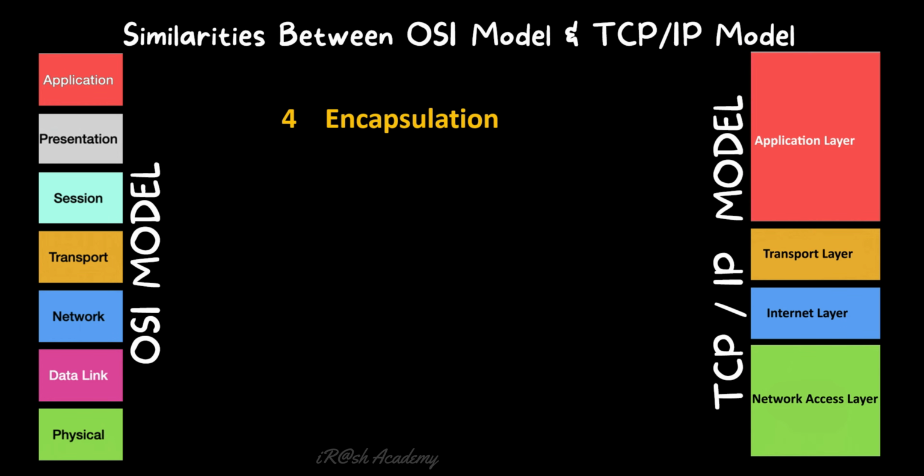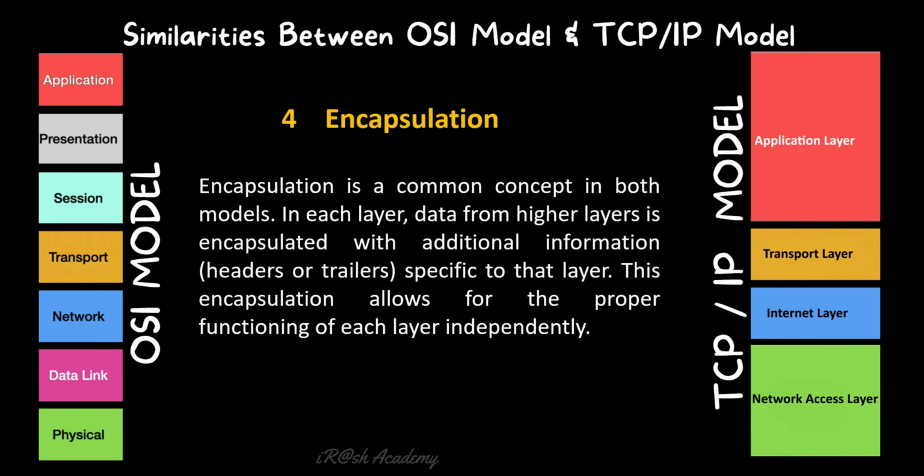Now point number 4, encapsulation. Encapsulation is a common concept in both models. In each layer, data from the higher level is encapsulated with additional information. These are called headers or trailers, specific to that layer. This encapsulation allows for the proper functioning of each layer independently. So what is encapsulation? Encapsulation is the process of adding some additional information to the data, in the form of headers or trailers. This helps the data to be delivered at the receiving end without any error.